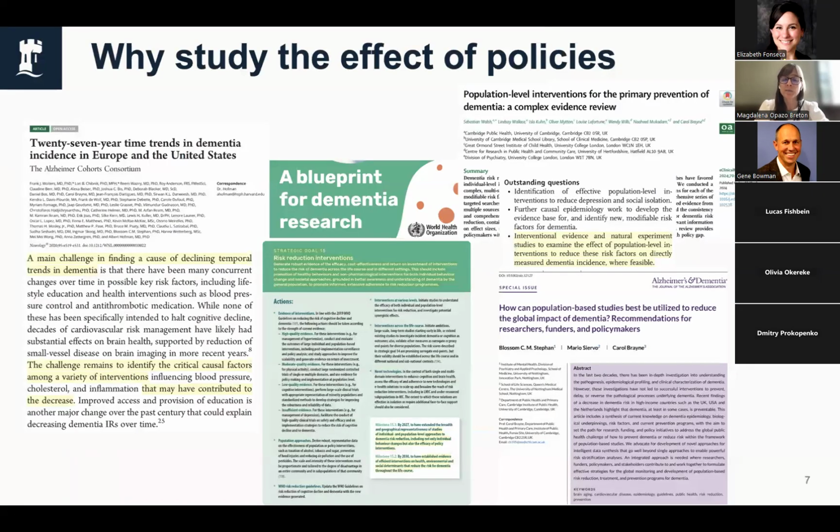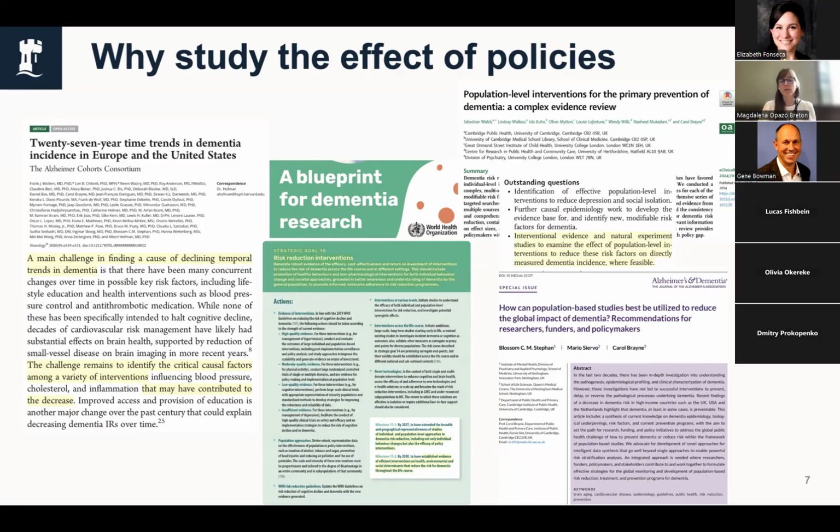And this is the background and the context in which my research is framed. So why I thought it was important to study the effect of policies. Actually, in the Walters paper from 2020, they say that the main challenge is finding the cause for this declining trend in dementia incidence. There was no explanation of why this is happening, but there was the idea that maybe changes in lifestyle or maybe other policies that have tackled other diseases could have contributed to reduce the risk of dementia in these countries.